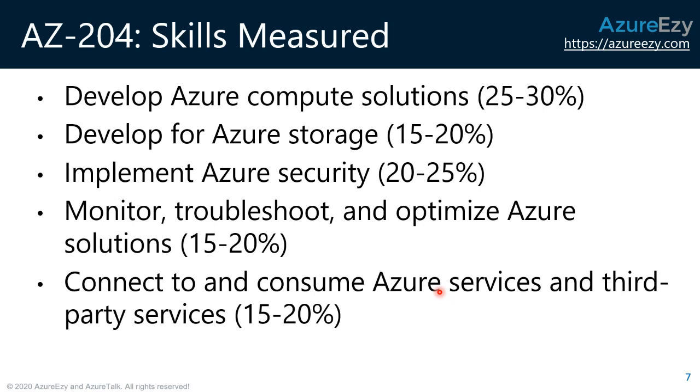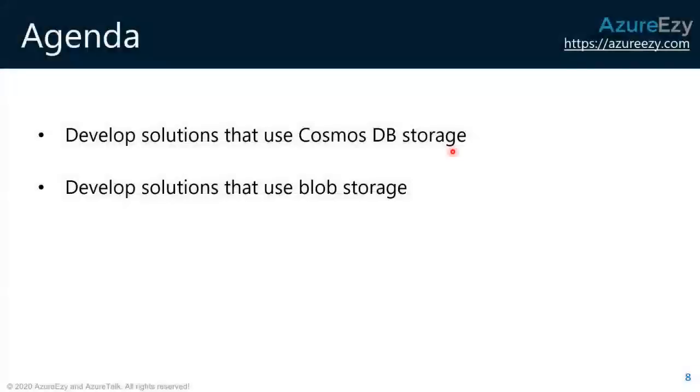And if you see, maximum weightage is for compute solutions, and then it falls to security, and the rest all three are almost the same, 15% to 20%. So today we have Azure Storage Solutions. And in this we have the agenda: develop solutions that use Cosmos DB storage, and solutions for blob storage.